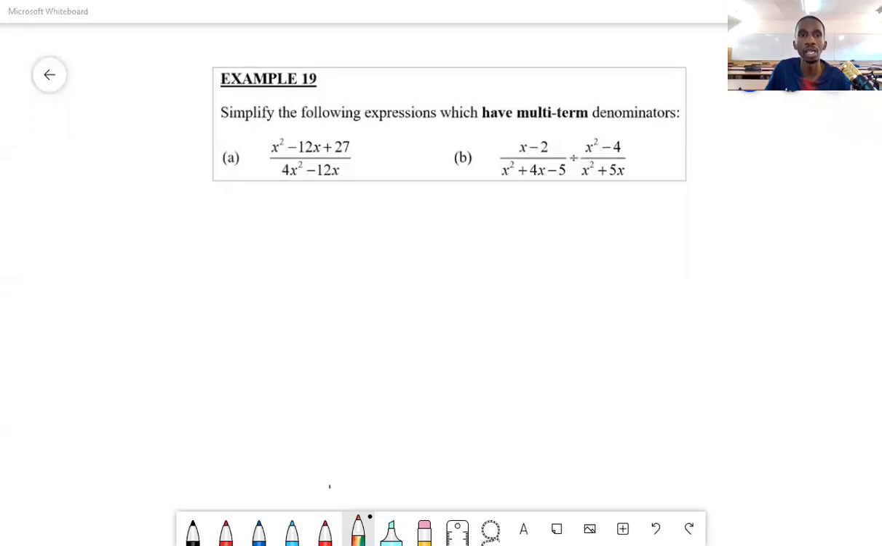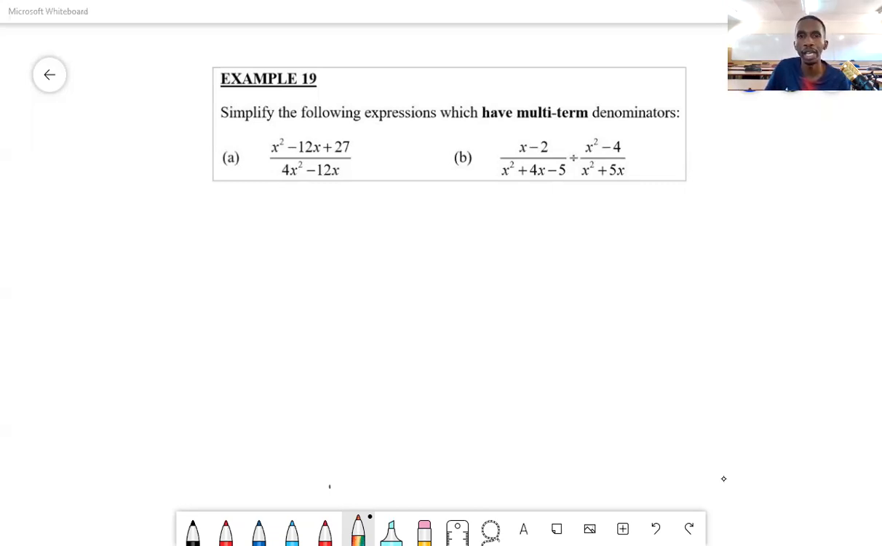Hi everyone, today we are going to be doing algebraic expressions, and in order to illustrate that we are going to take an example, which is example 19, which simply states: simplify the following expressions which have multi-term denominators.